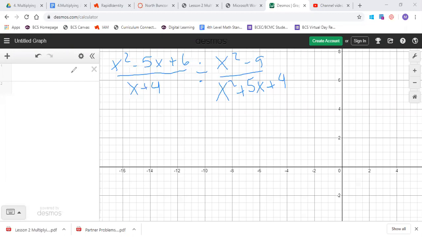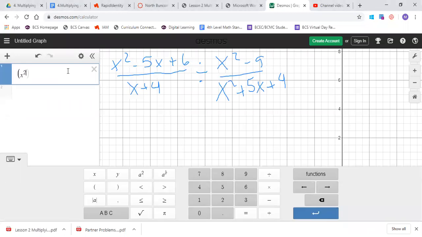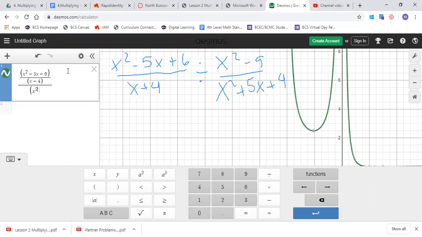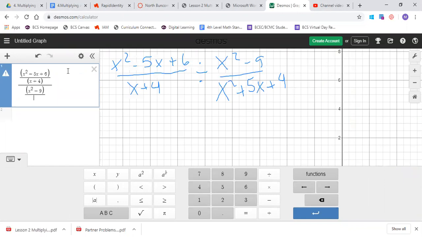What I want you to do is, because it's going to show up weird, I'm going to put parentheses around the x squared minus 5x plus 6. And then I'm going to press the division. I'm going to put x plus 4. Once I do that, I press over and I press divide. It's going to stack the fraction. So I'm going to continue with that x squared minus 9 and then divided by x squared plus 5x plus 4. What you can see is this weird stacked fraction. That tends to be a little bit confusing.